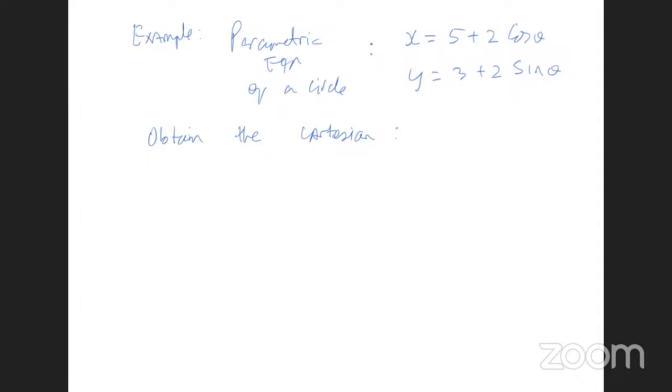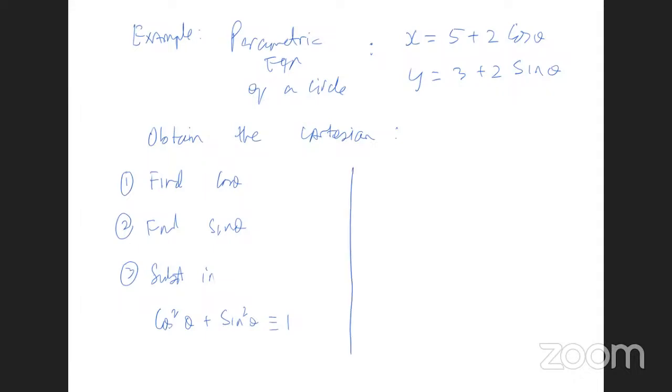Or you can do it a little bit easier. Step 1, you can find cos theta. Step 2, you can find sine theta. Step 3, you can substitute in cos squared theta plus sine squared theta is 1. And then magically the theta has disappeared. Do it for me.